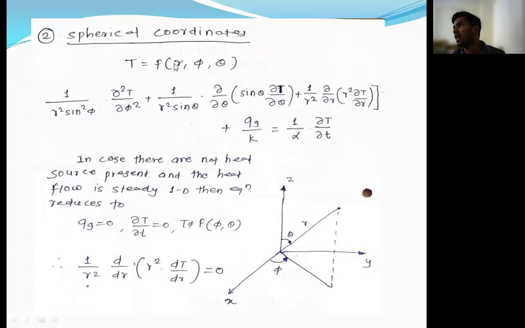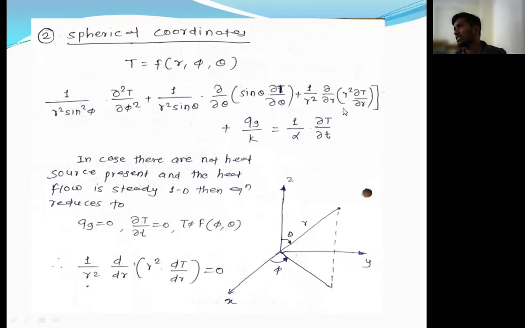That is, in terms of r, phi and theta, we have written this equation. Similarly, in the manner in which we derived the general equation for the Cartesian coordinate system, we have to derive the equation for the spherical coordinate system, taking the parameters as r, phi and theta, and by using that we derive the equation.